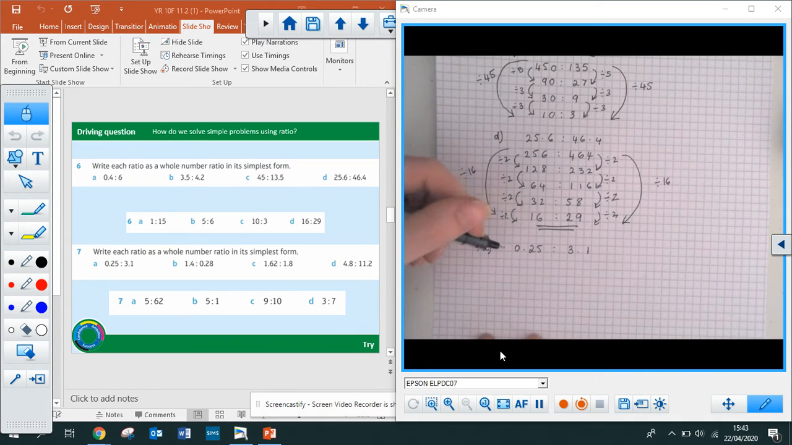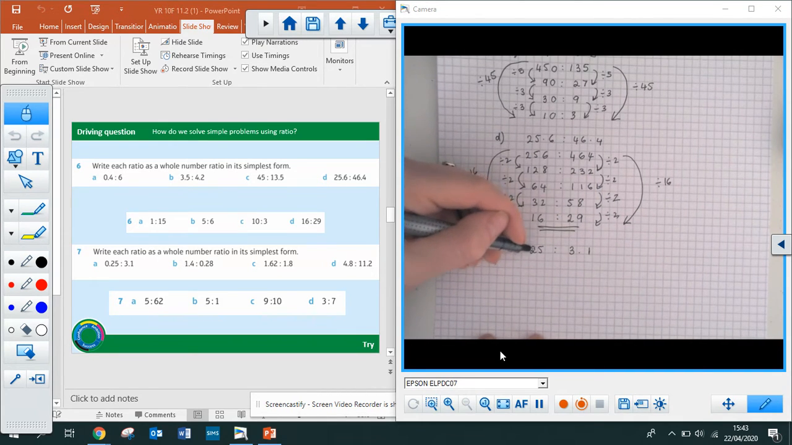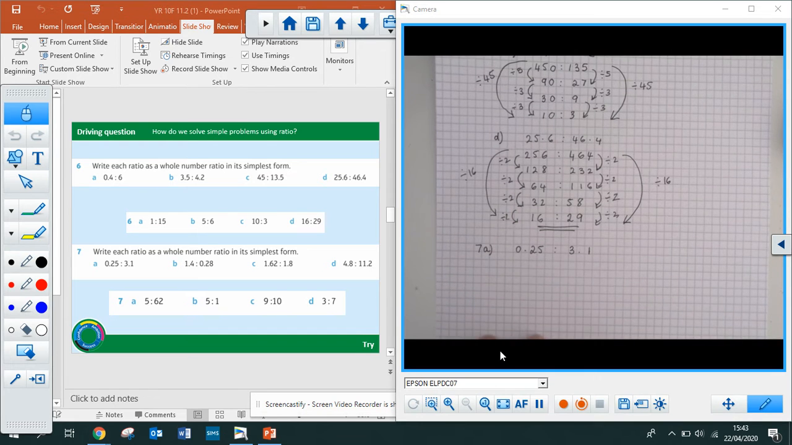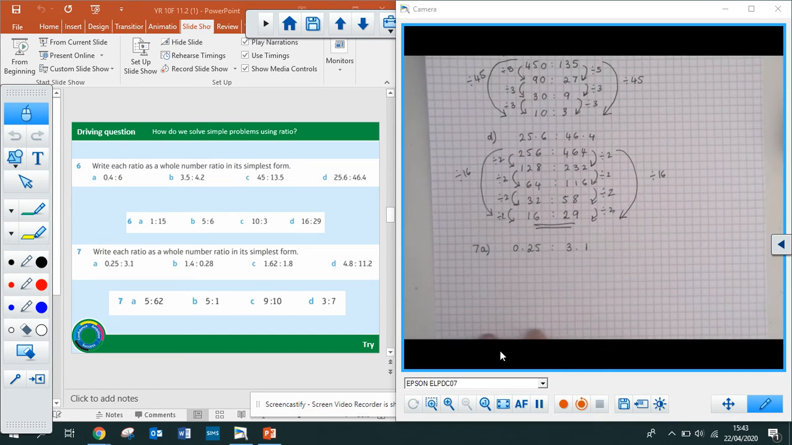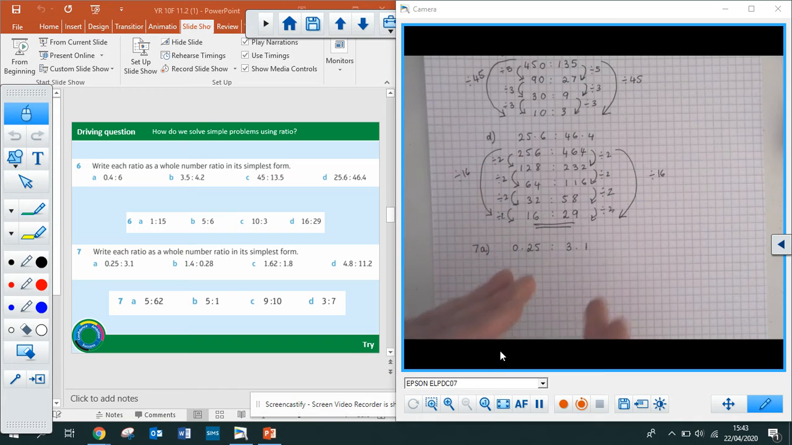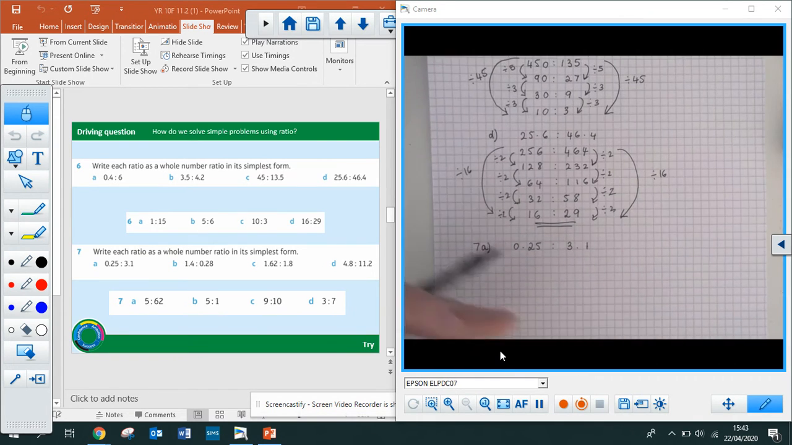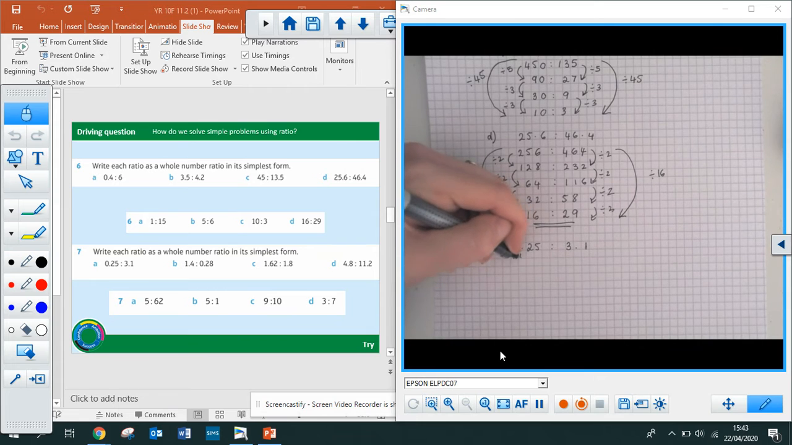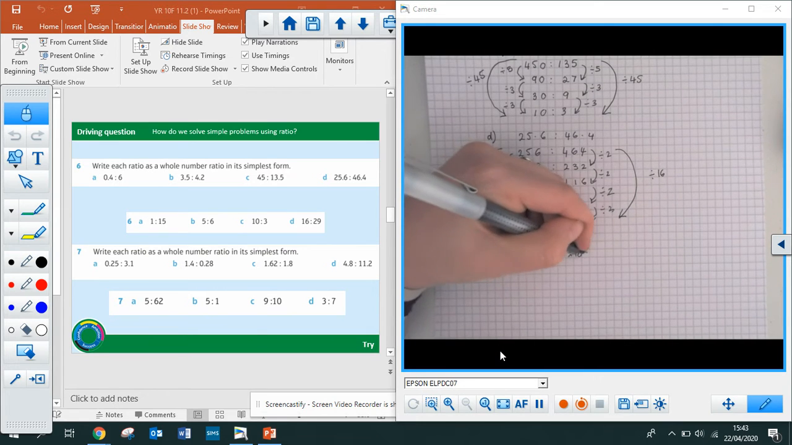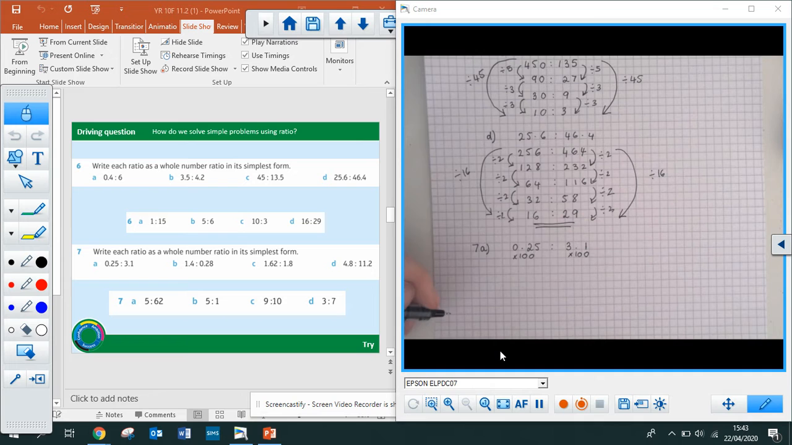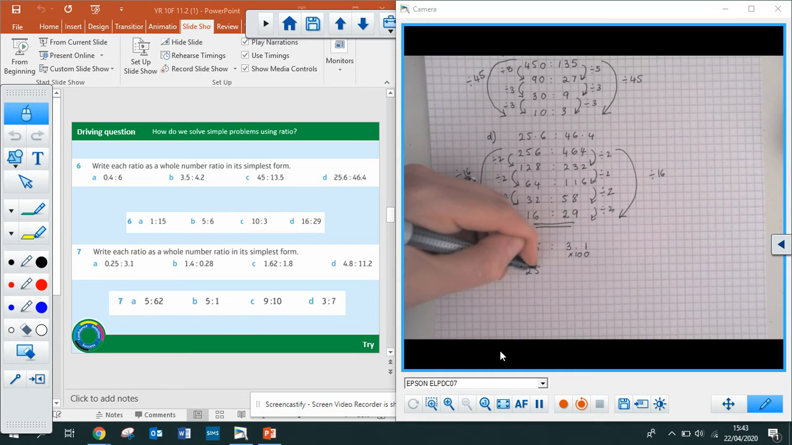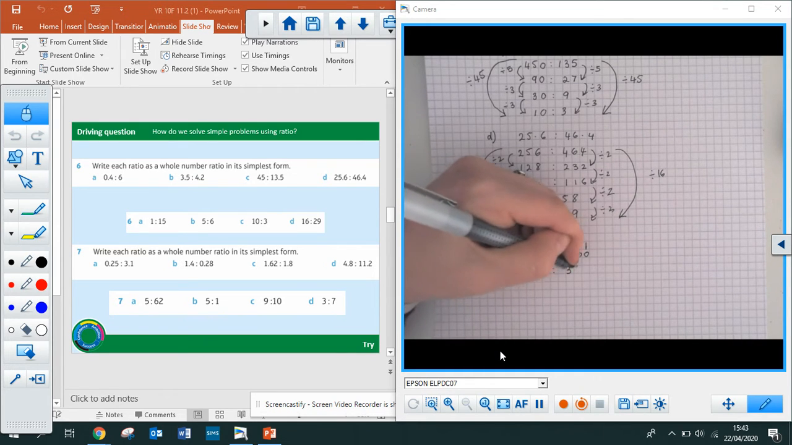So if I multiplied 0.25 by 10, I would only be left with 2.5. So I actually need to multiply both sides by 100 in order to eliminate the decimal. Remember, you've got to do the same thing to both sides. So whichever needs the biggest change, that's the one you're going to go for. So I need to multiply both sides by 100. That'll leave me with 25 to 310.